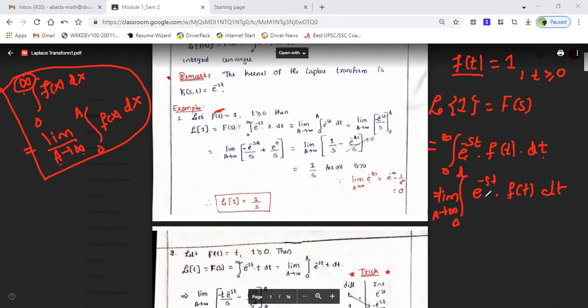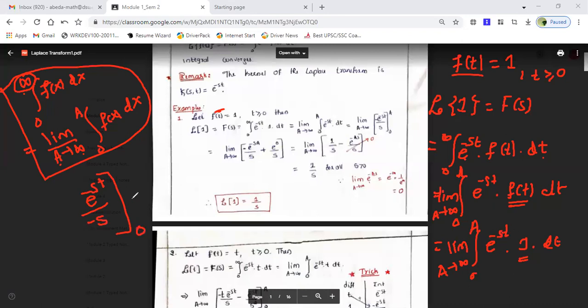So now I consider this. See, what is my f of t? It is equal to 1. Now apply the limits 0 to a, with limit as a tends to infinity: e to the power minus st as it is into 1 dt. Why this 1? Because f of t is 1. Now it is a simple integration. The integration of e to the power minus st is e to the power minus st upon minus s.